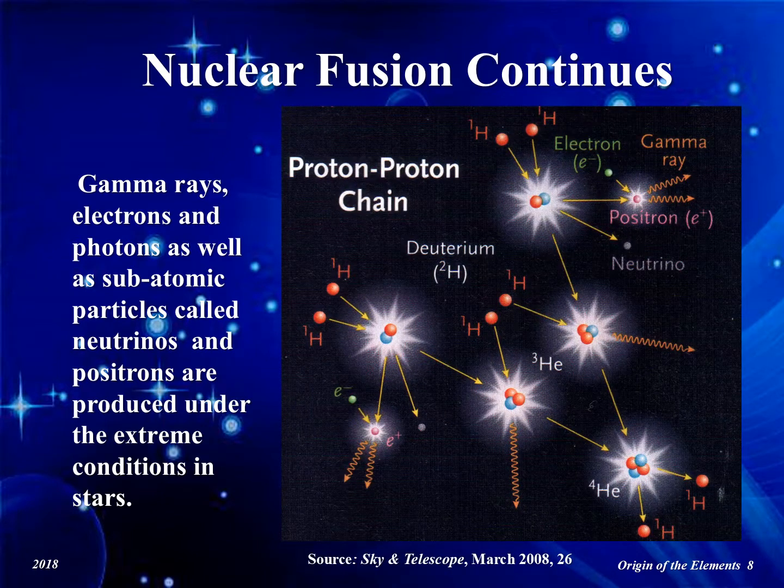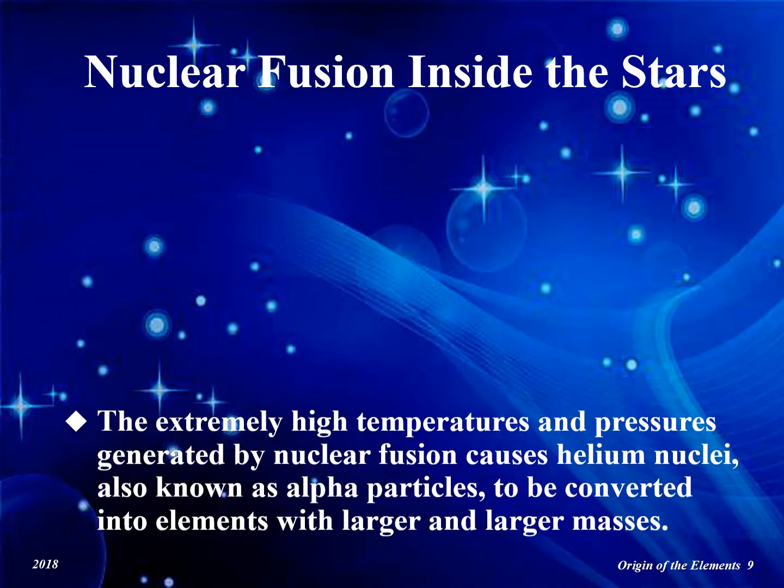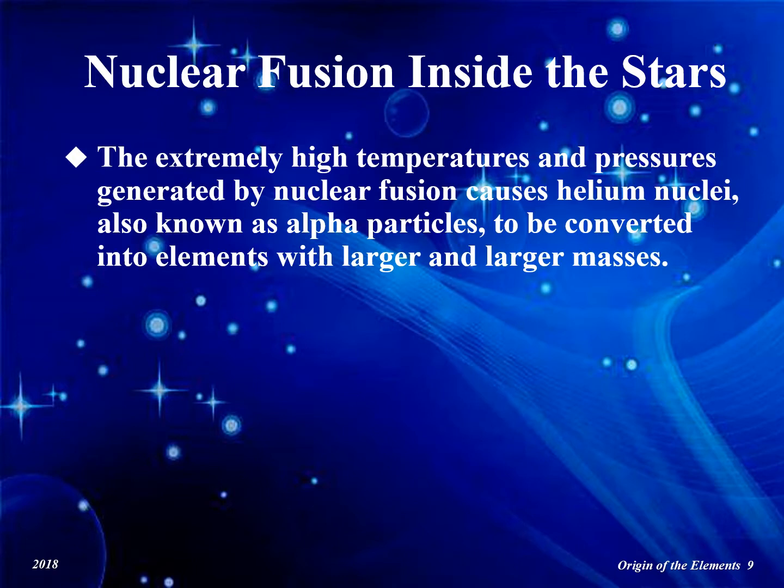Under the extreme conditions of very high temperature and pressure in stars, the fusion continues. In a process called the proton-proton chain, gamma rays, electrons, and photons as well as subatomic particles called neutrinos and positrons are produced. These nuclear processes are shown in this diagram. The extremely high temperatures and pressures generated by the nuclear fusion process causes helium nuclei, also known as alpha particles, to be converted into elements with larger and larger masses.